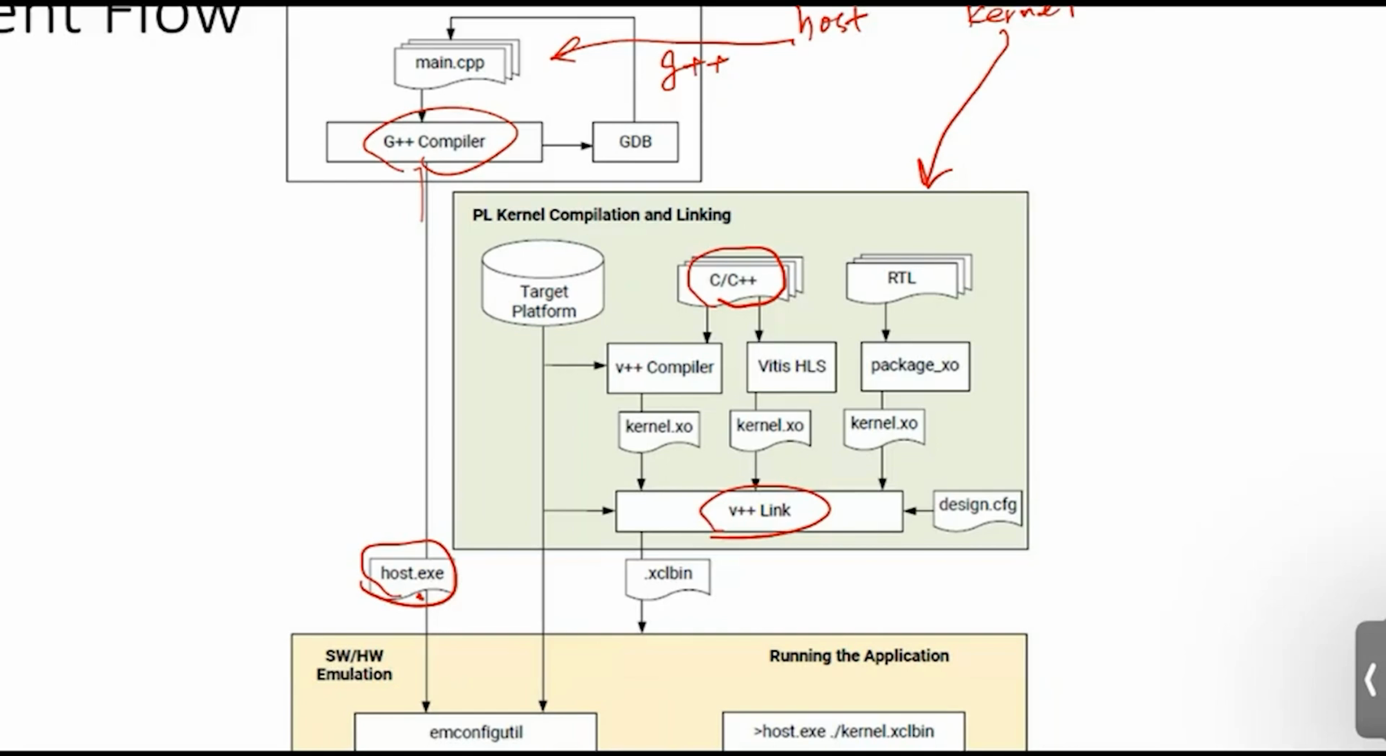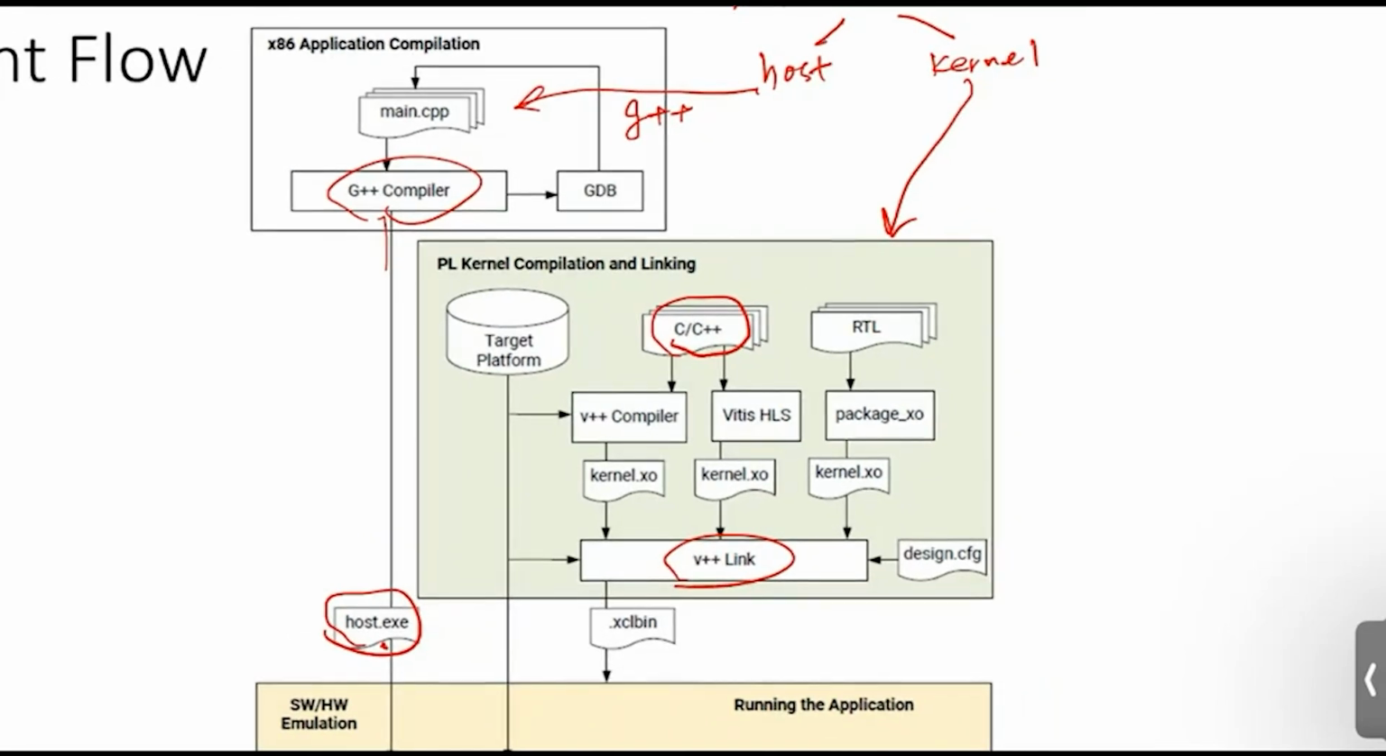So for your program code, the kernel function could be in HLS written in C or C++, or part of the kernel can be RTL code. For the HLS, you use the V++ compiler. This V++ compiler is standalone. And you can also use Vitis HLS, which is kind of a GUI.